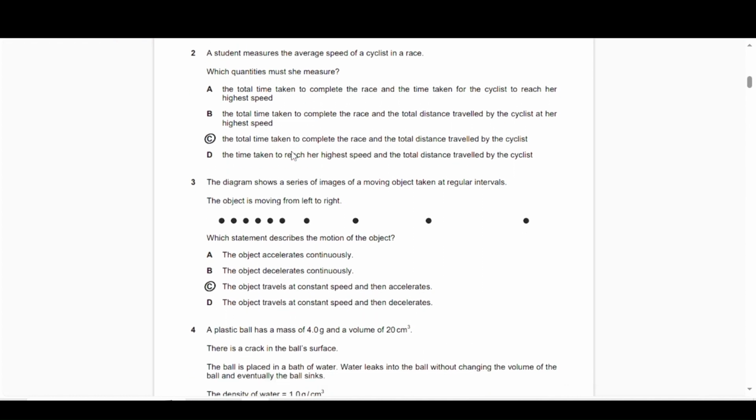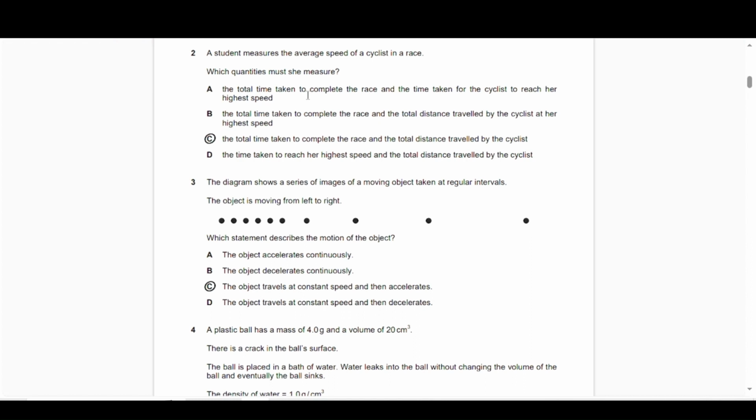A student measures the average speed of a cyclist in a race. Which quantities must she measure? So again, for this, where you're trying to describe stuff, try to use the process of elimination. How can I eliminate some options fairly quickly? If I want to find the speed, I want to know the distance and I want to know the time, right? So which quantities must she measure?